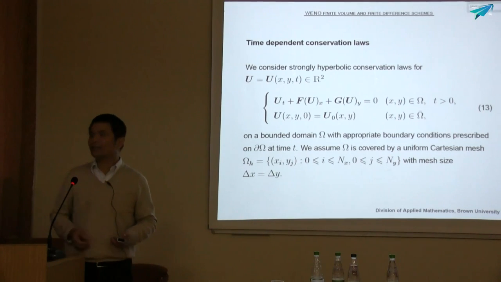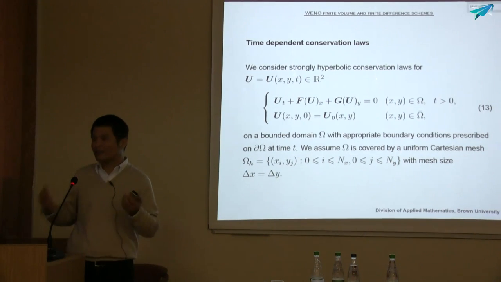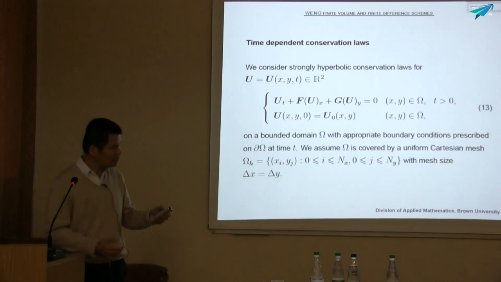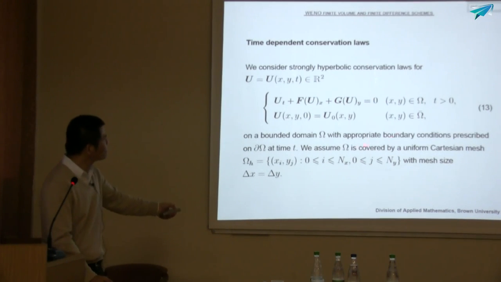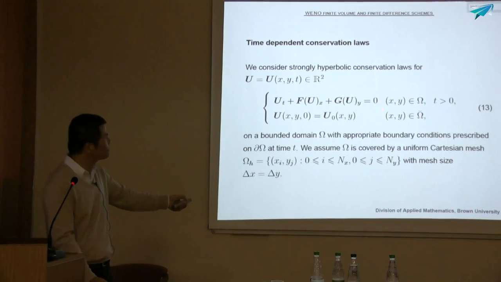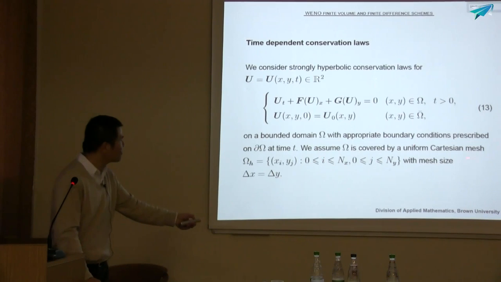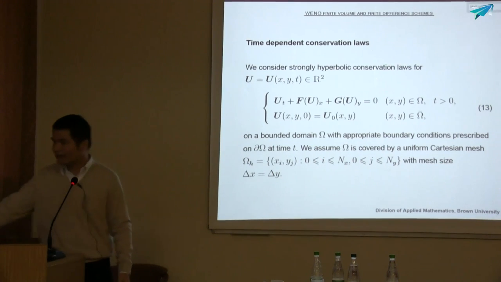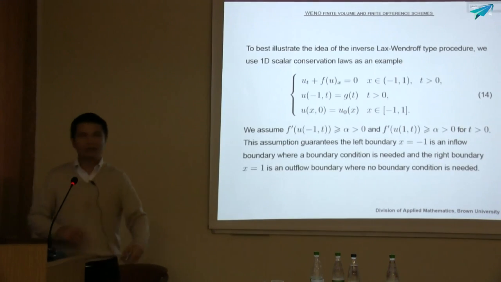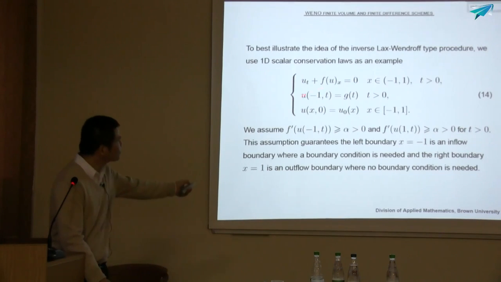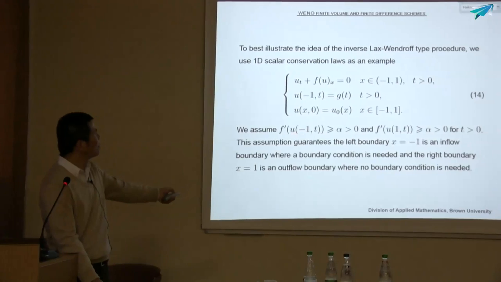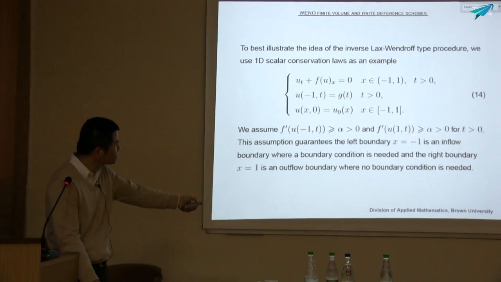Okay, for time-dependent PDEs, I explained before this inverse Lax-Wendroff procedure. For example, you have this conservation law in 2D, all the equations in 2D, uniform Cartesian mesh, and you have a domain which is not aligned with the mesh. For example, in the 1D case, again, it's nonlinear. You have this inflow on the left boundary.